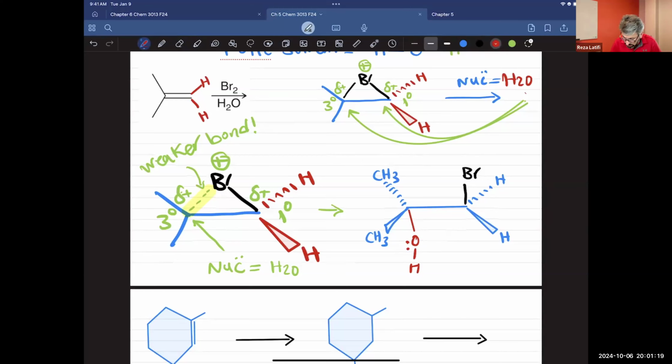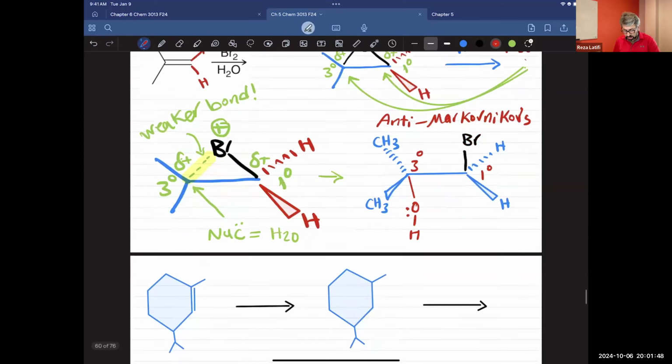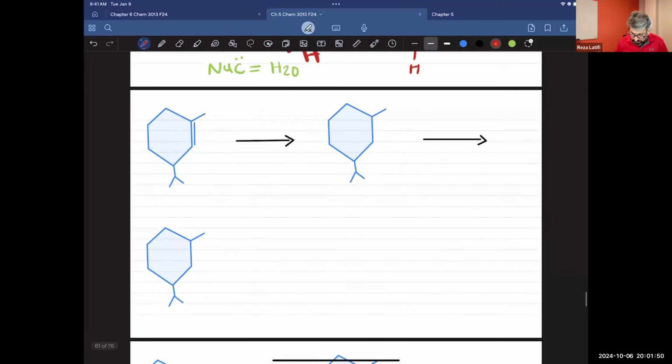And as you see, this carbon is a tertiary carbon, while that carbon is a primary carbon. And the product we got has a bromide on a carbon with fewer substituents. And that's the reason that I called it an anti-Markovnikov product. Okay, that was the reason for it, because bromide is sitting on a carbon with fewer substituents. Okay, now what will happen here?